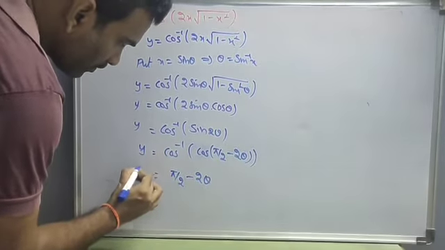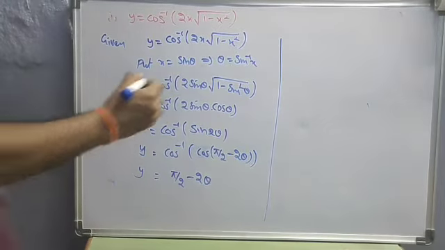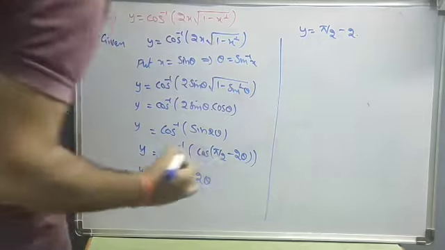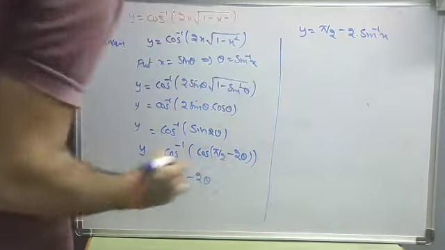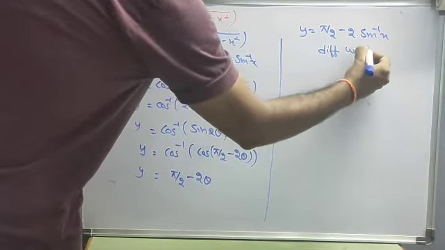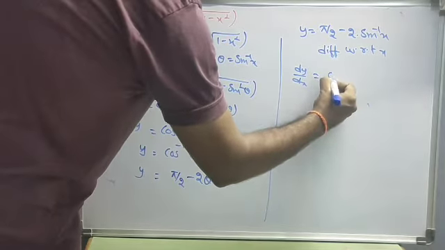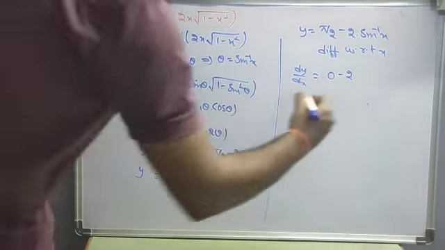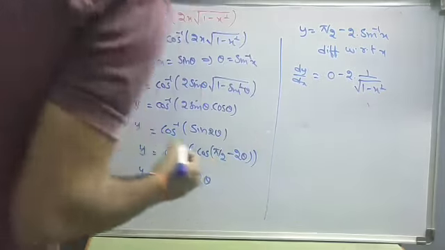So y equal to what is the value? Pi by 2 minus 2 theta. So y equal to pi by 2, a constant, minus 2 into theta, which is sin inverse x. Now differentiate with respect to x. So dy by dx equals, constant value is 0, minus 2 into sin inverse x differentiation, which is 1 by square root of 1 minus x square.